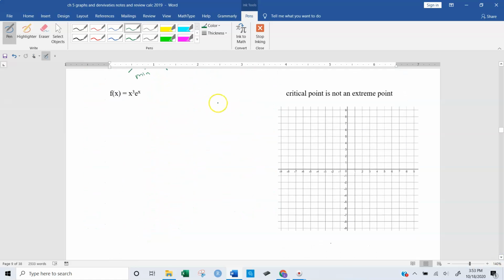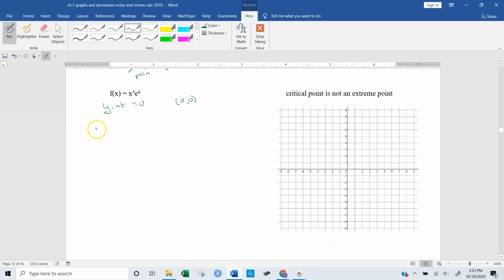We had x cubed times e to the x. If you did not do this, pause and do it. All right, hopefully you did. So again, when you do the y-intercept, when we let x equal 0, well, that's 0 times e to the 0, which is still 0. So my first point is (0, 0) again. All right, so I know it's a point on the graph.